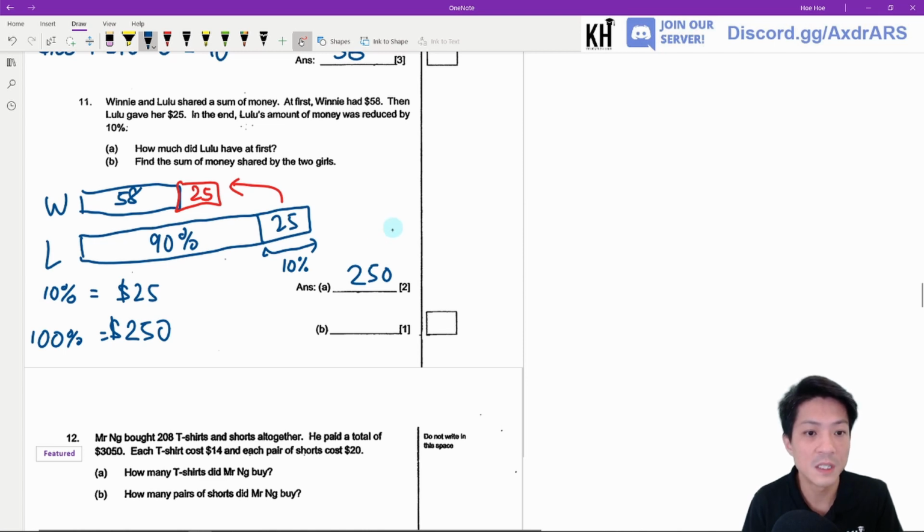Okay, for part B, find the sum of money shared by the two girls. The sum of money shared by the two girls will be: Lulu had 250 at first, right? And Winnie had 58 at first. It will be $308.